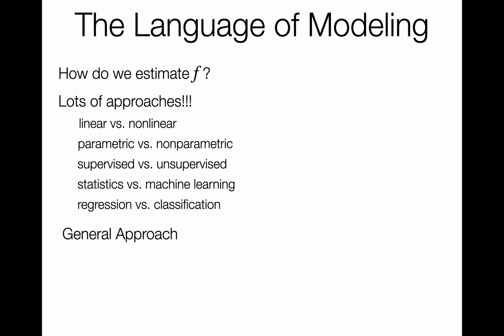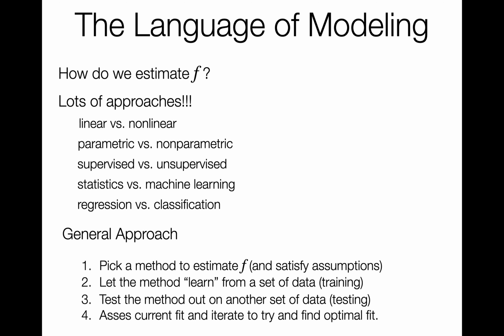Okay, and the general approach that we're going to have to any of these problems is that we, one, pick a method to estimate that function, and it has to maybe satisfy assumptions. Then we're going to let the method learn, i.e. the term statistical learning. It's going to learn from a set of data, and that data is called a training set. Then after we let the method learn, we're going to test out how the method does on another set of data, and that data is called the testing set. We'll talk at length about training and testing data, because that's really essential in modeling.